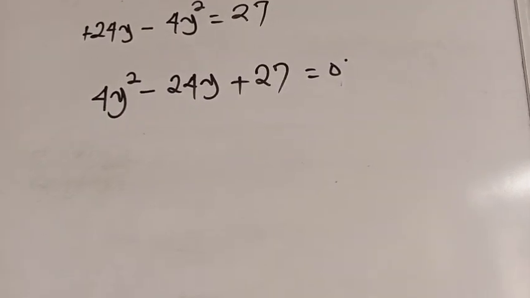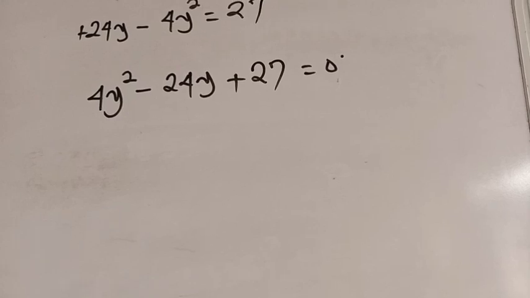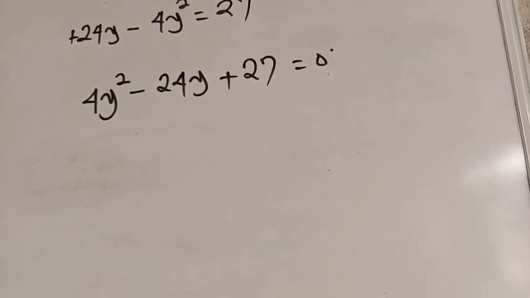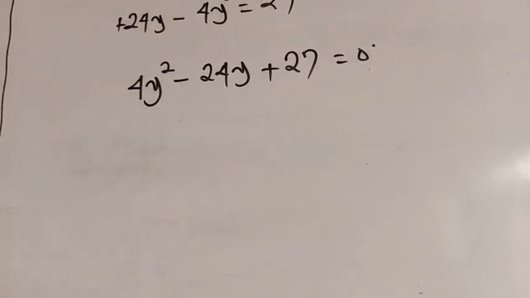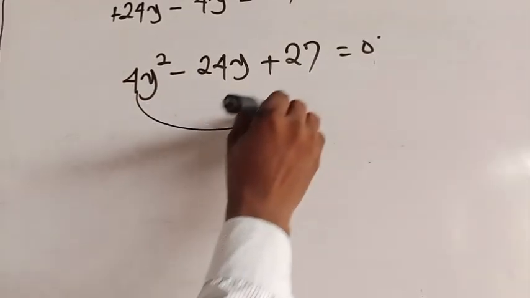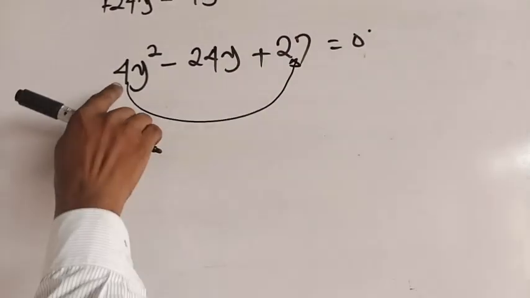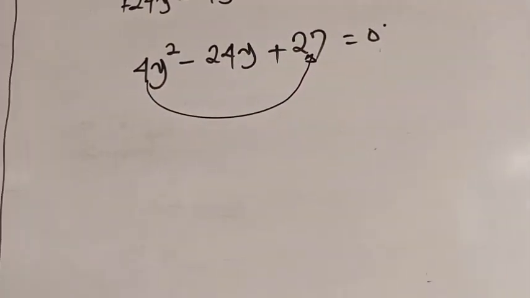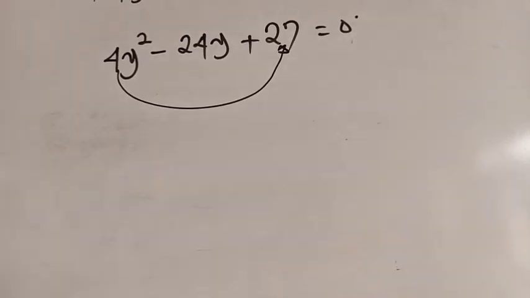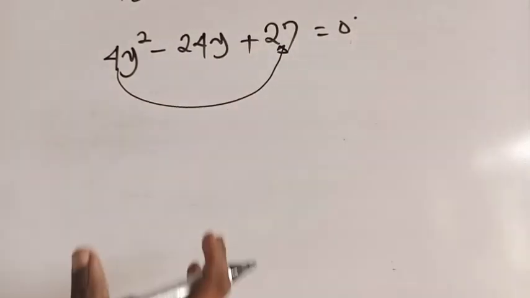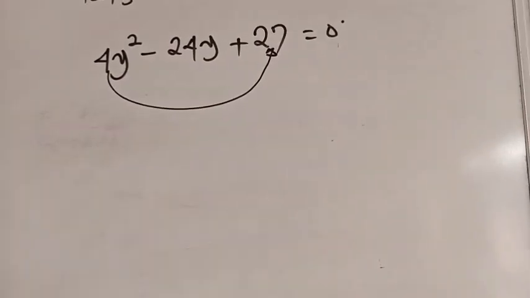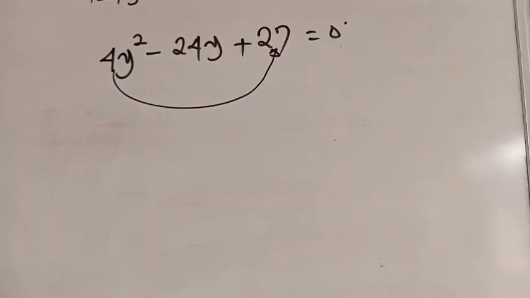So let's factorize this. Although there are different methods we can use, such as factorization, the formula method, or completing the square, let's use factorization for easy simplification. To factorize, I'll first use this to multiply this. If we use 4 to multiply 27, that will give us 108. So I'm going to think of two factors. If I multiply the two factors, I have positive 108. If I add the two factors, I have minus 24. So the only numbers that can do so are 18 and 6.